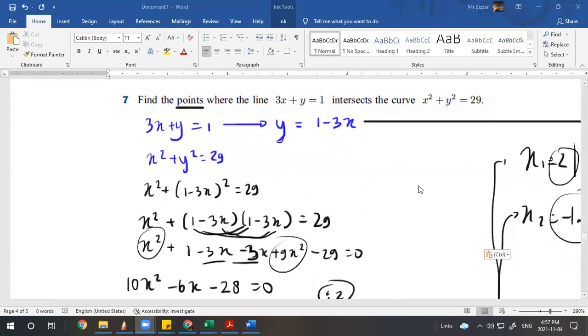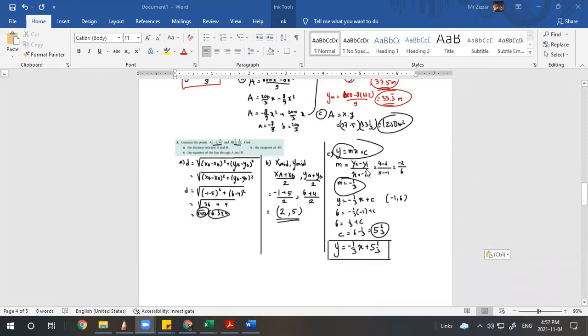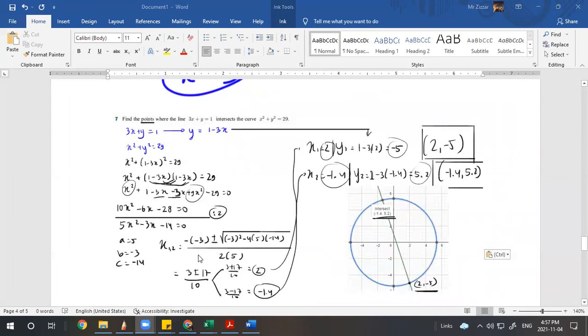That's still the value of x. We haven't gotten the value of y, right? To find the value of y, where is it? I lost it. Here we go. After you get the value of x by using the regular formula, you need to put the y. You can put the y at the previous substitution form, right? y equals 1 minus 3x, 3 times 2, and y equals 1 minus 3 times negative 1.4, and you get the answer easily, right? 2 comma negative 5 or negative 1.4 comma 5.2.